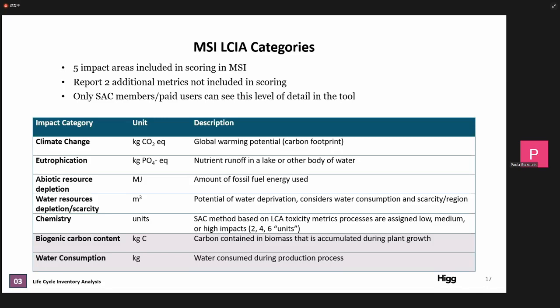The last scored, or the last primary impact area, is the chemistry method that Sustainable Apparel Coalition developed based on LCA method for toxicity. But basically, instead of just using the toxicity results directly, because they're very highly variable, we just assign a low, medium, or high impact for each process. Noting that this is the first step in a more robust chemistry methodology, and it's fully expected to grow and evolve. This is just kind of the first step.